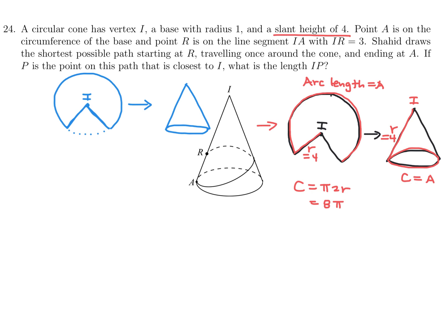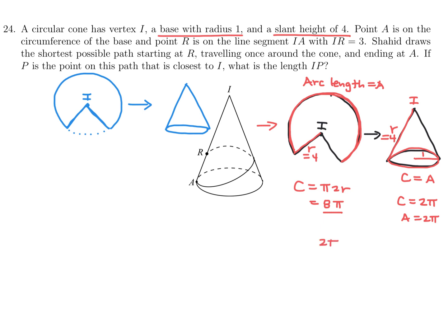And the only other piece of information they gave me is that the circular cone has a base radius of 1. So that means this is 1. So if that's 1, then that circumference is going to be 2 pi. But that circumference represents A. So A is 2 pi, where A is this arc length. So that 2 pi, compared to this 8 pi, is 25%. So that means that arc length is actually only going to be a quarter of the circle.